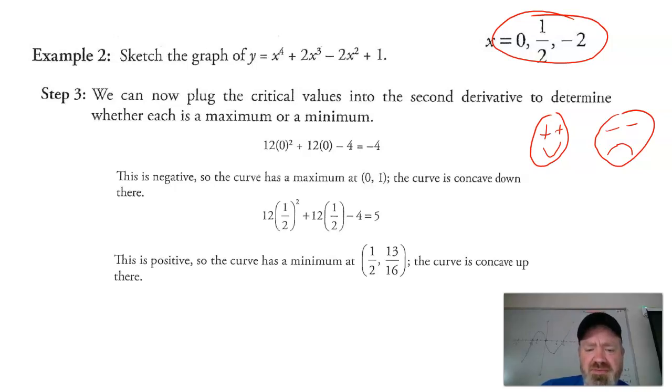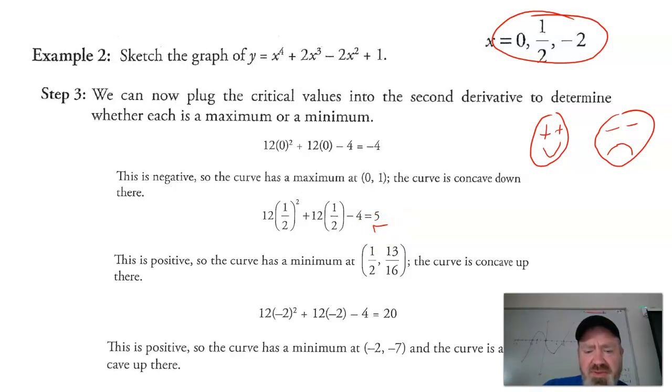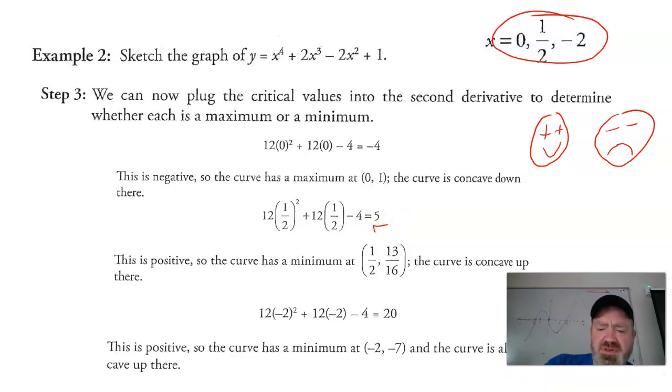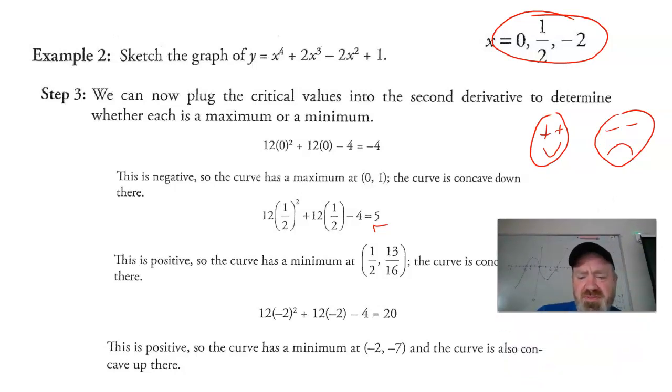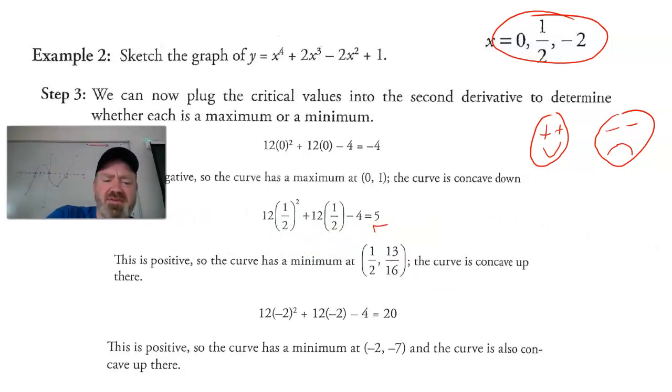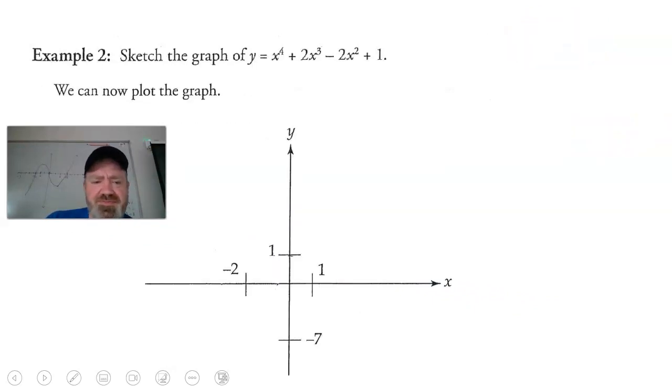Put 1/2 in, you get a positive 5. And so you're concave up there, and it's a minimum. And finally, put negative 2 in there, and you get a positive 20. So the curve is concave up there. So concave up followed by concave up. So it's not quite what I was thinking on my graph. Looks like we're going to have to do some careful sketching for this one.